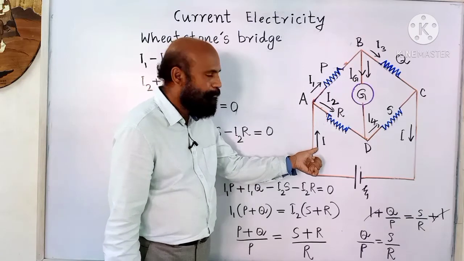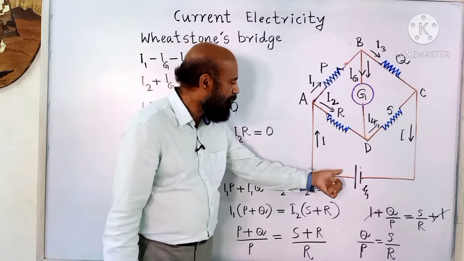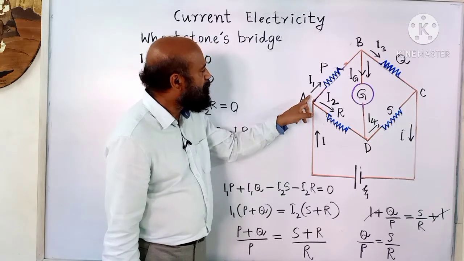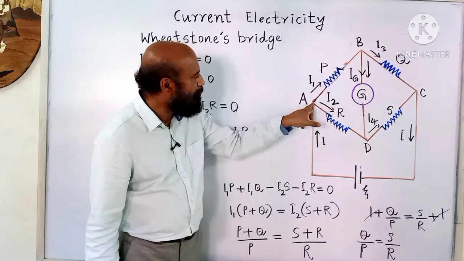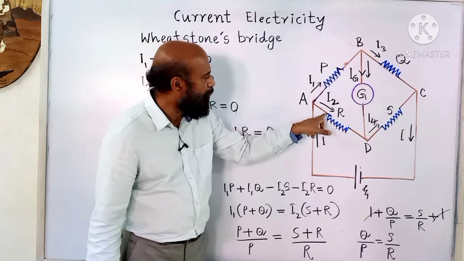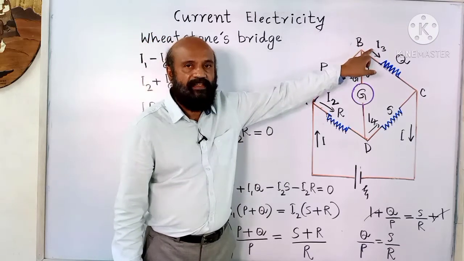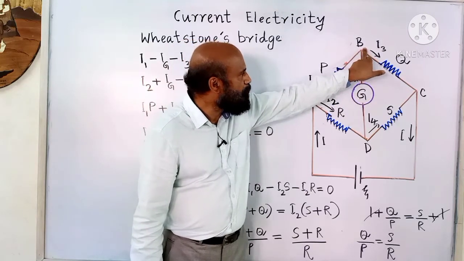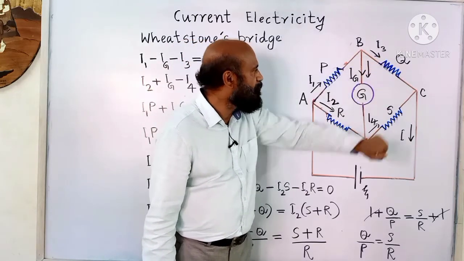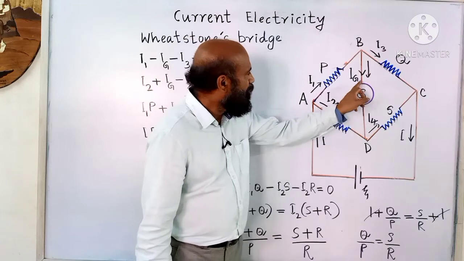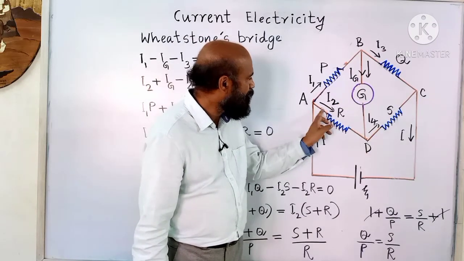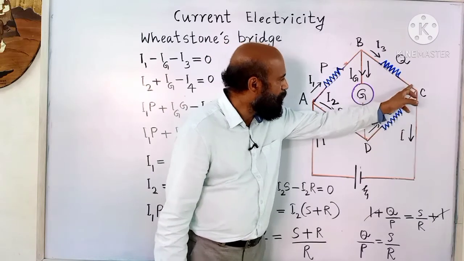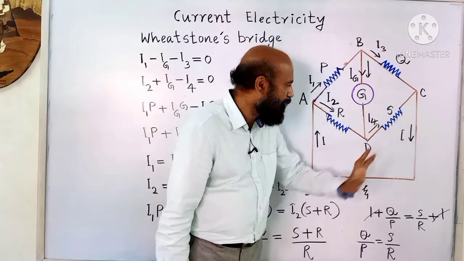When B and D are at the same potential, there will not be current through the galvanometer. From the battery, the current is I. When it reaches here, it is split into I1 and I2. Here it is I1, here it is I2. When it reaches here, current through the galvanometer is Ig, and here through this I3. Then Ig, here I2, then here it is I4. Then finally to the battery, I.